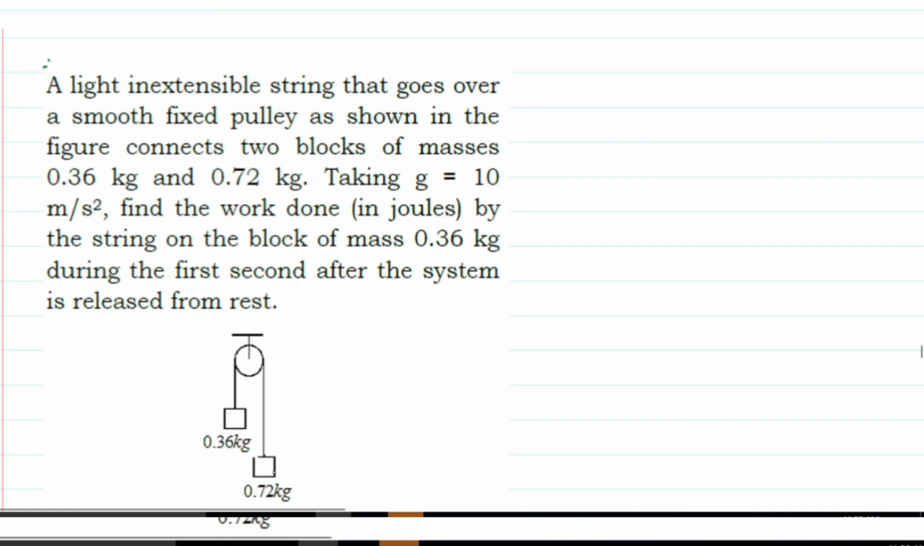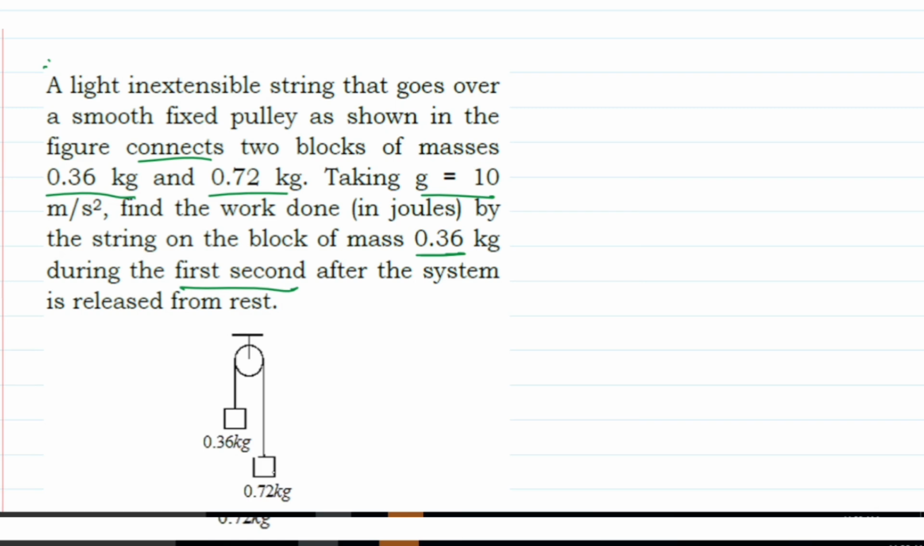A light inextensible string goes over a smooth pulley, as given in the figure, and connects a 0.3 kg mass and a 0.72 kg mass. Taking g equal to 10 meter per second square, find the work done by the string on the block of mass 0.3 kg during the first second after the system is released. So the first second they are asking.